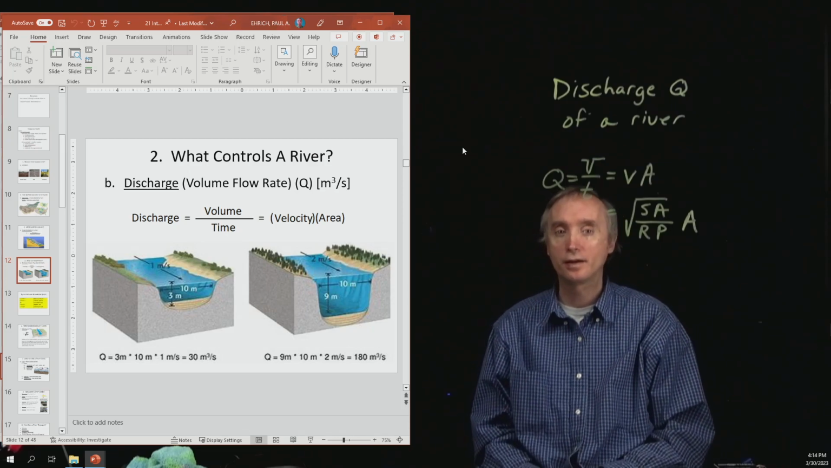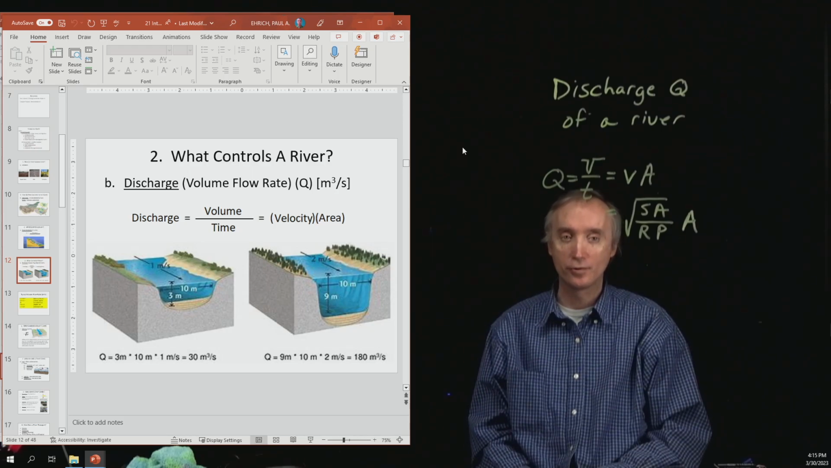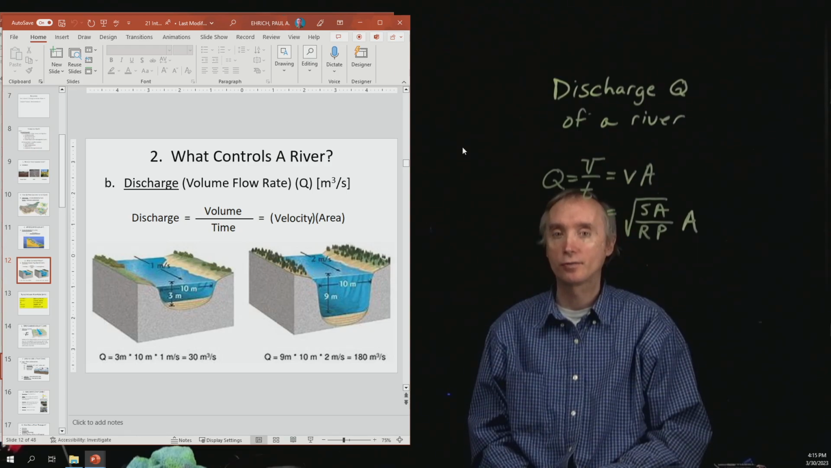Okay, I'm back, and no, we have not changed lessons. This is still a lesson about groundwater, but I wanted to show you a slide that we used in a previous lesson when we were talking about rivers. And we talked about the discharge of a river, which was going to be the volume flow rate.